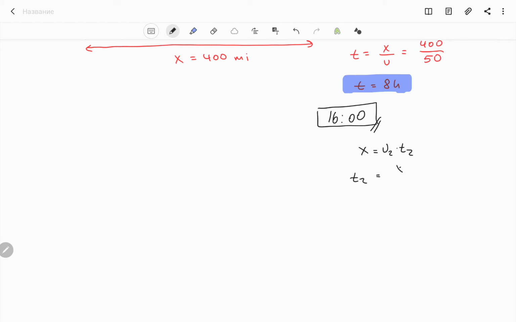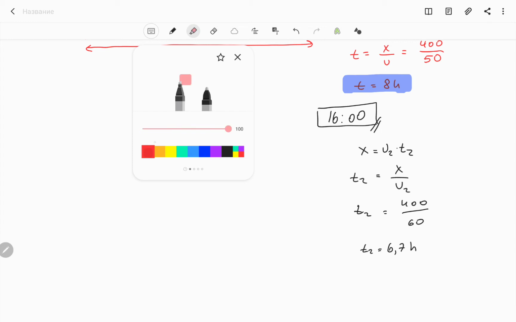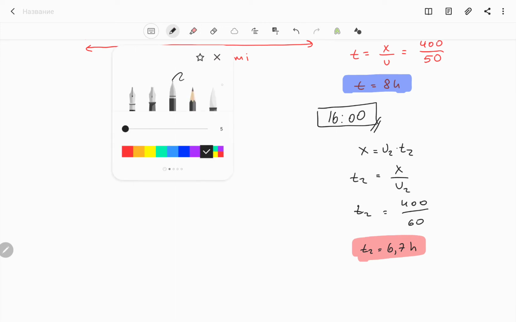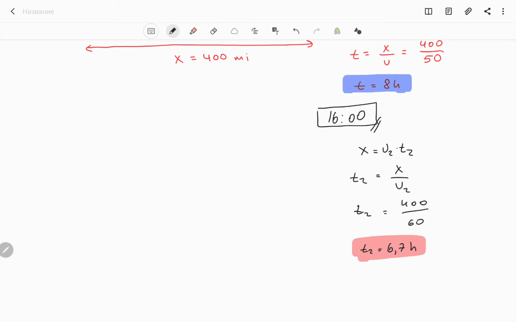So time equal to distance divided by velocity of the second person, which is basically distance 400 same, speed 60. So the answer will be 400 divided by 60, it will be 6.7 approximately. After 6.7 hours, the second person will be at San Francisco. But we know that he left at 9 o'clock. So 9 plus 6.7 hours, it will be 15.7.